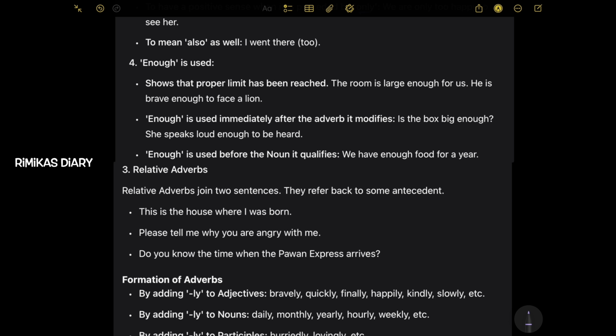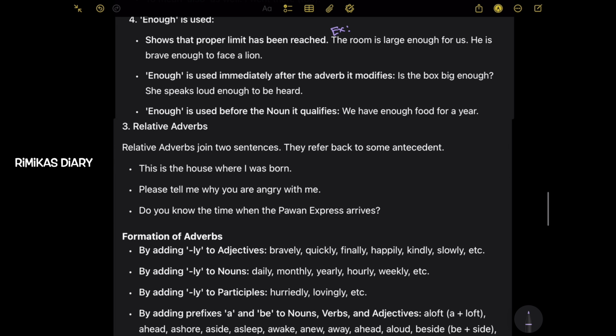Enough is used to show that the proper limit has been reached. The room is large enough for us. So that's the example. The room is large enough for us. He is brave enough to face a lion.